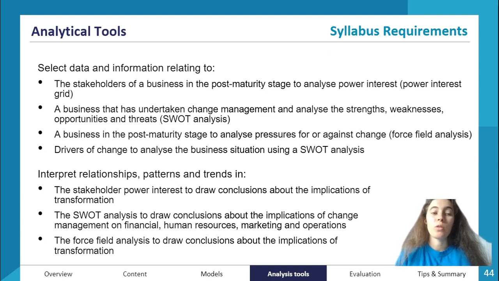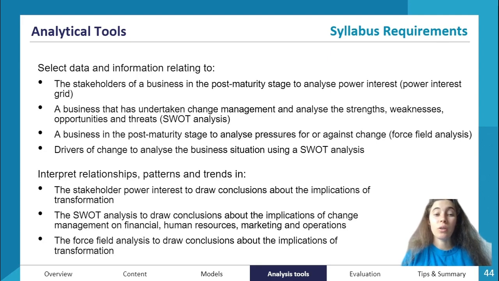You need to be able to select data and information relating to the stakeholders of a business in the post-maturity stage to analyze the power and interest they have. So with that, you would be using a power interest grid. And we'll have a look at each of these analytical tools shortly.